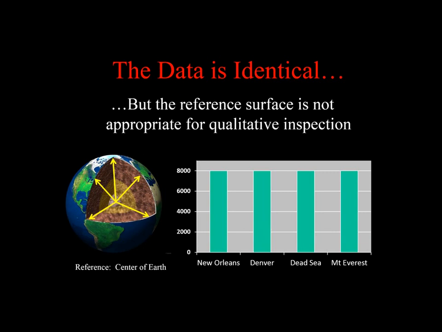I can look at the same area using the center of the Earth as a reference. And if I took the names off this graph and showed it to you, none of you would be able to tell New Orleans from Mount Everest from Denver to the Dead Sea, because while the center of the Earth is just as accurate, it's clinically not appropriate. To the computer, however, these 2 graphs are identical. The computer would look at this and the other one using sea level, and they would be identical. But for us, for a qualitative inspection, sea level makes sense. It's easy. It allows a quick analysis. Center of the Earth is not.